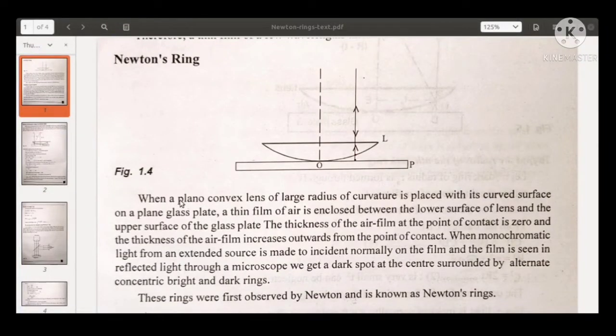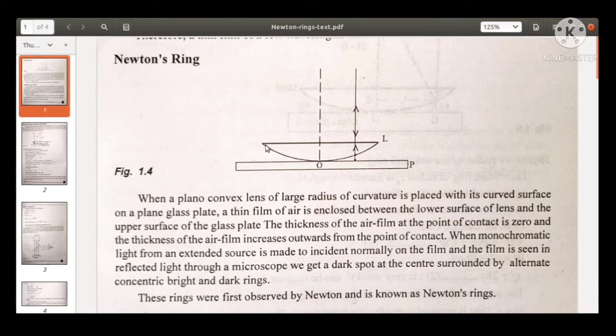Good morning. Today we are going to discuss Newton's rings. When a plano convex lens of large radius of curvature is placed with its curved surface on a plain glass plate, a thin film of air is enclosed between the lower surface of the lens and the upper surface of the glass plate. That is, this is the plano convex lens.